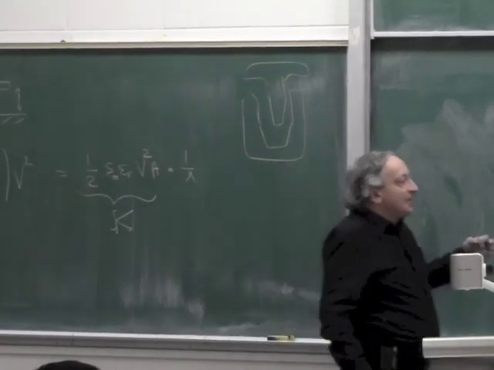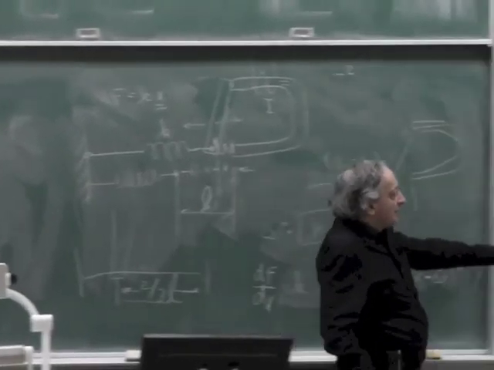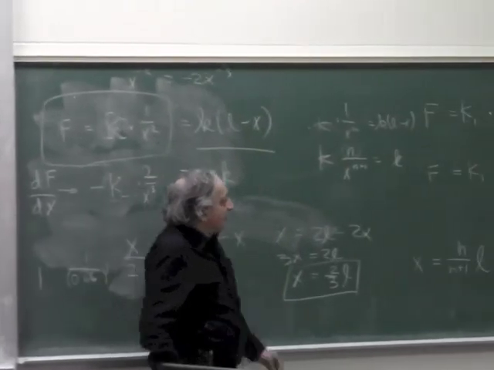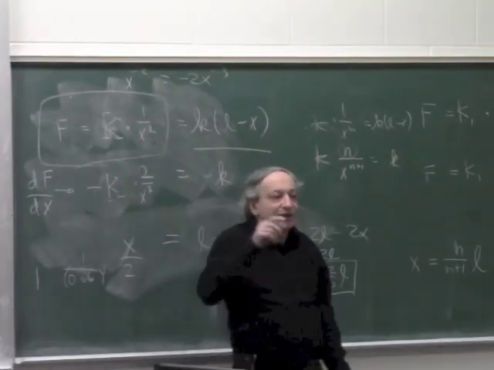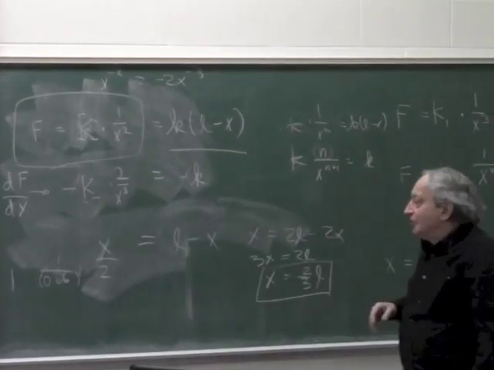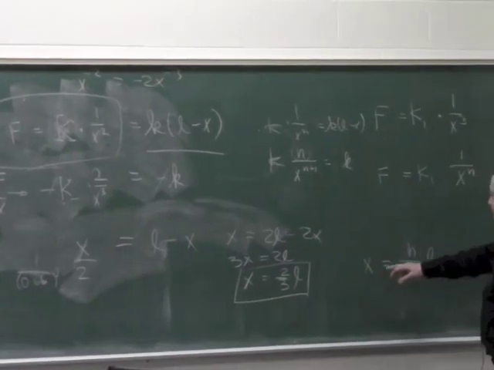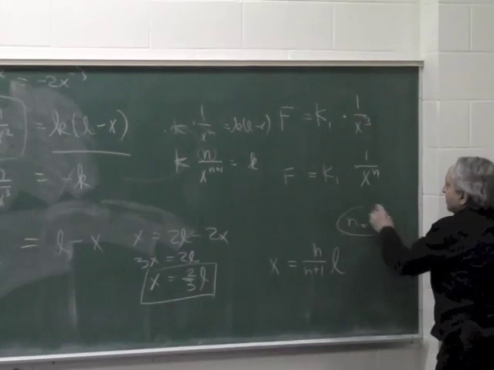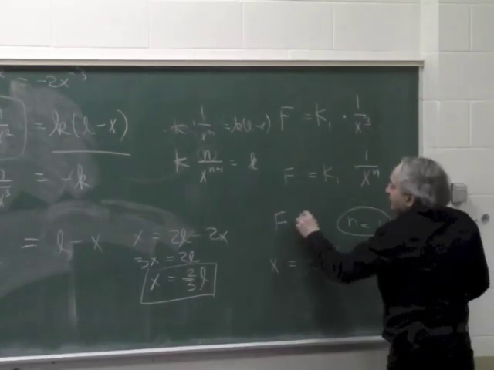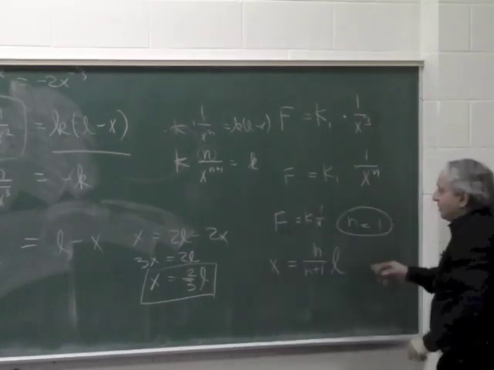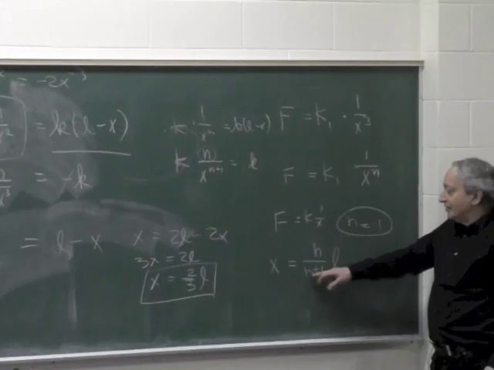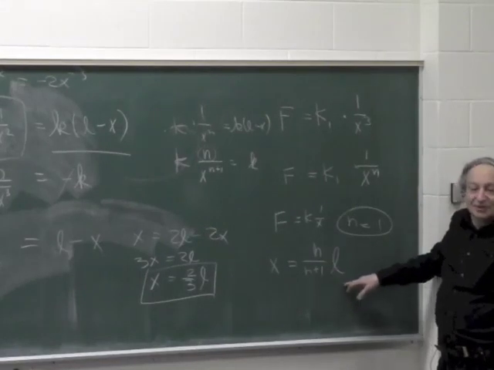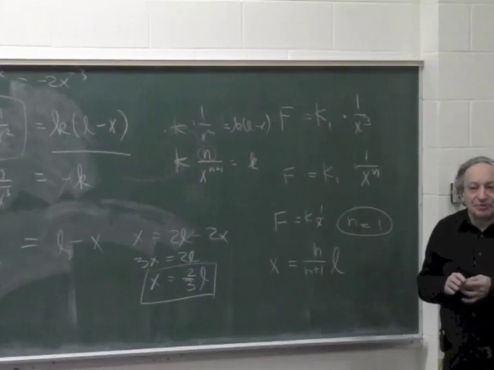So basically, the bigger the n, the less dynamic range you have. But even if n is 1, even if it's 1 over x, you will get x equals half. So for n equal 1, which means the force is k times 1 over x, you still only have half, because 1 divided by 2 is half. So you still only have half of the range, which is usable.